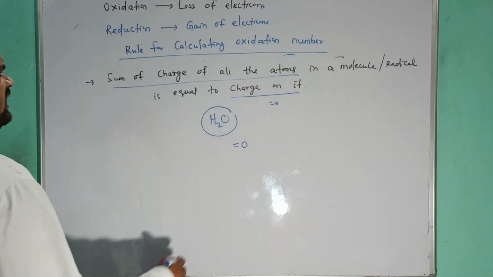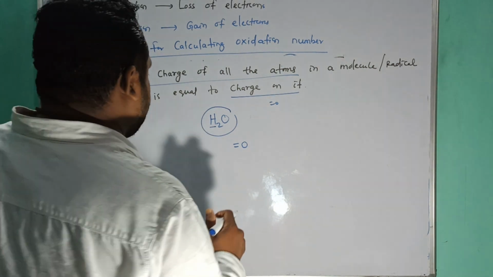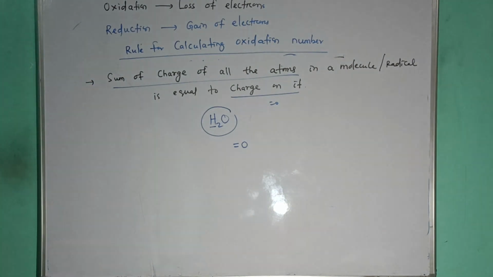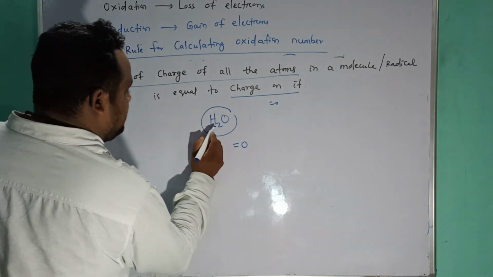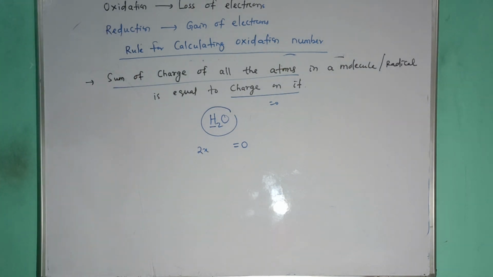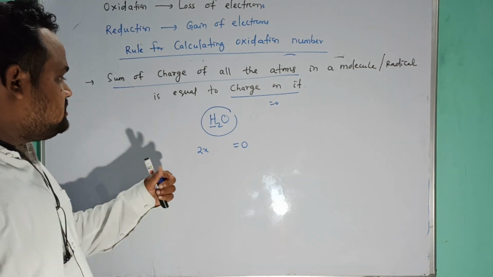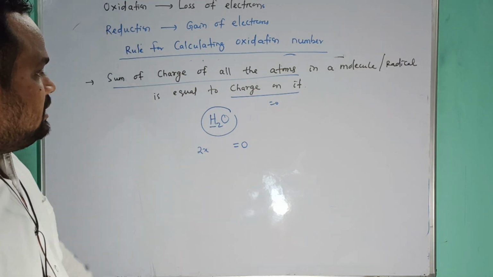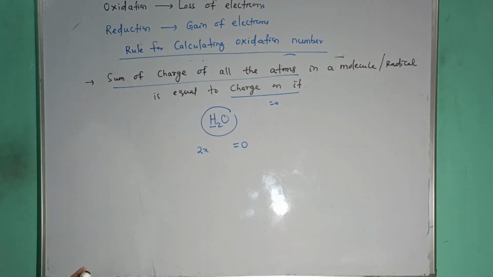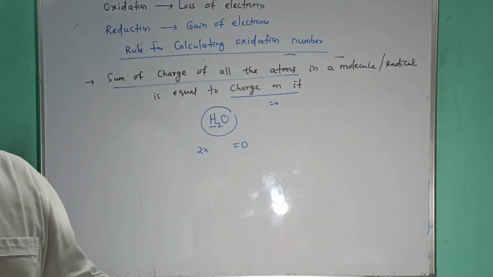Let's say we want to find the oxidation state of hydrogen. We don't know it, so we treat hydrogen as x. How many hydrogen atoms are there? 2 atoms. So it will be 2x. Why 2x? Sometimes some students have doubt about why 2x. If one hydrogen atom is x, then for 2 hydrogen atoms we take 2x.